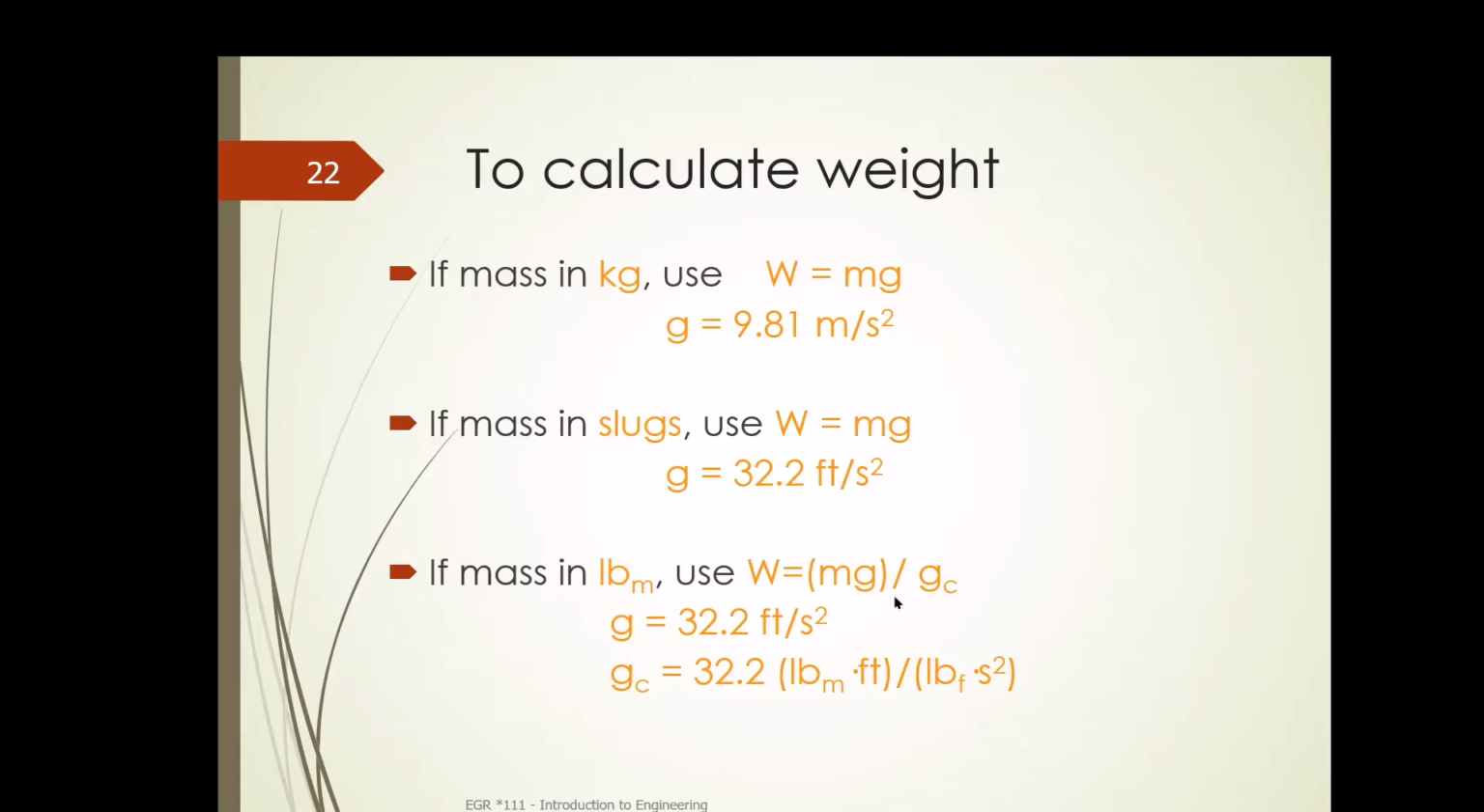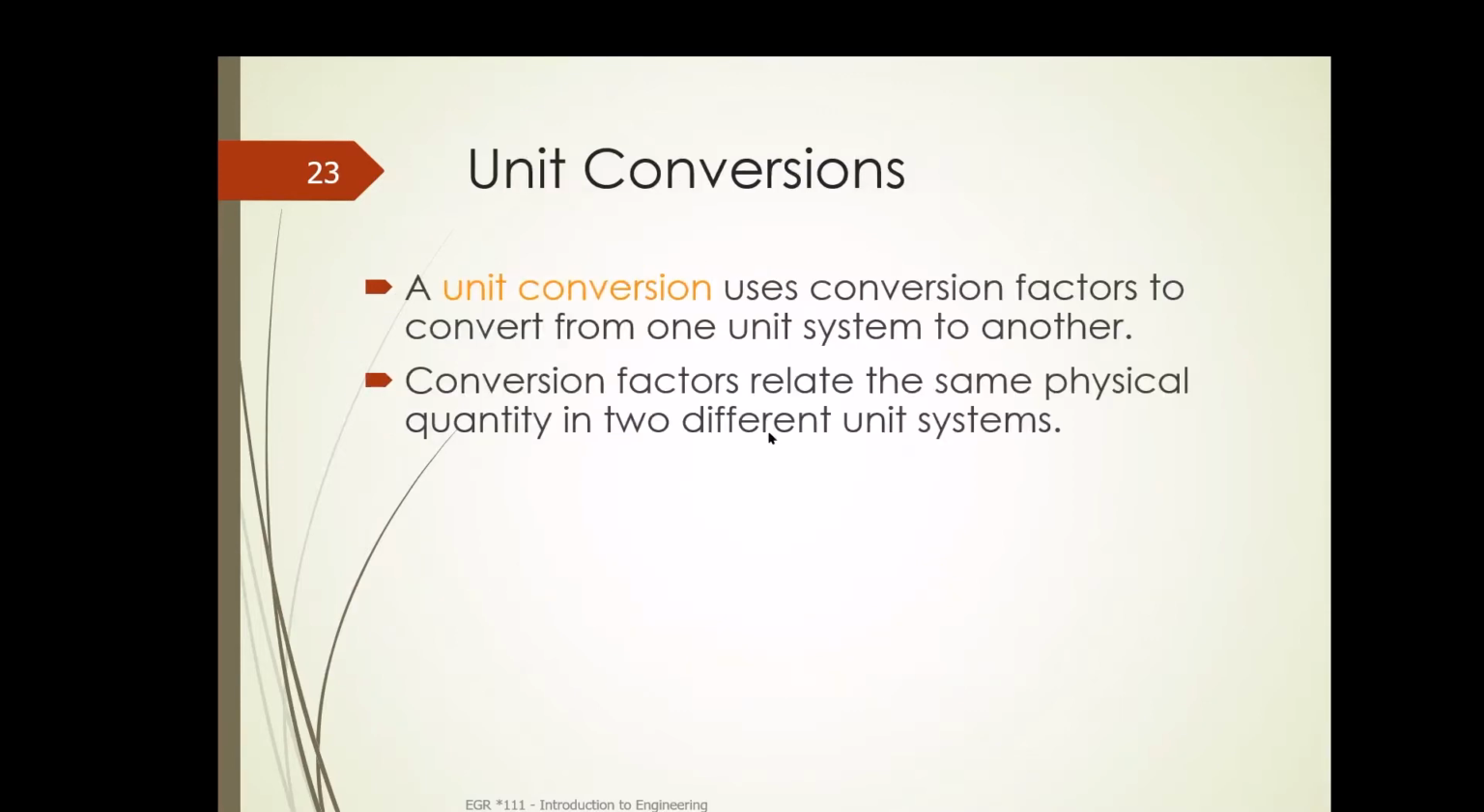What you'll recognize is that on Earth, in terms of the number, 32.2, these just numerically cancel out. The only thing that really is left over is the units that come from here. So if you're on the surface of the Earth and you're given a mass, let's say 10 pounds mass, you know that the weight is going to be 10 pounds, okay, on the surface of the Earth.